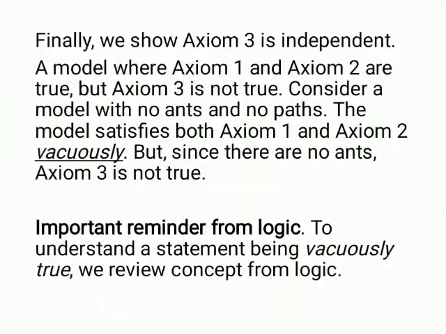Next, finally, we show axiom 3 is independent. So, tapos na natin yung axiom 1 and axiom 2. Ngayon, ang gagawin naman nating independent is axiom 3. So, ano nga ba yung model na yon? A model where axiom 1 and axiom 2 are true but axiom 3 is not true.